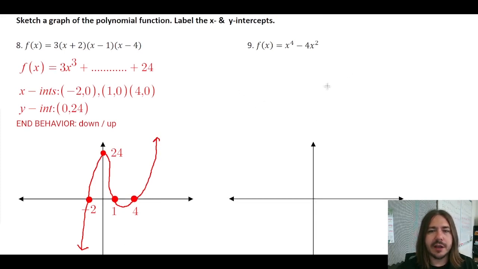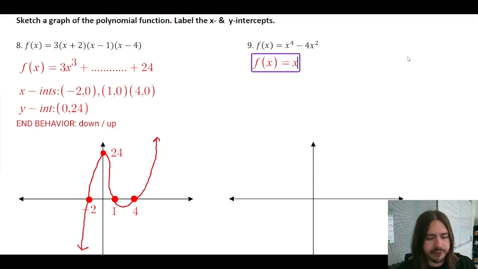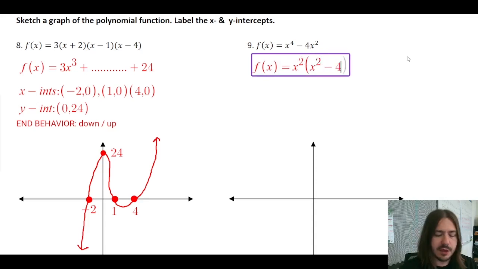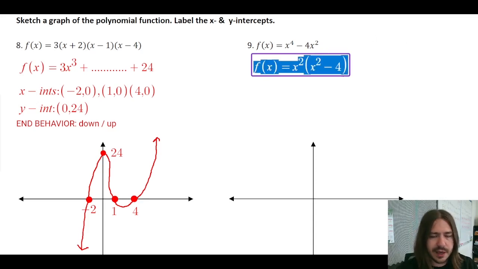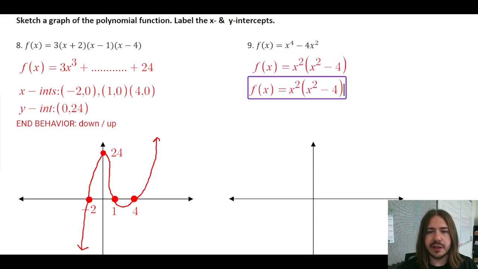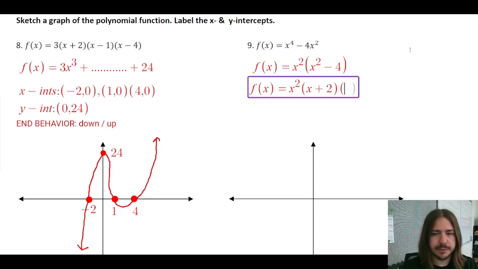So yeah, let's look at number 9. This one is not in factored form, so we want to rewrite this in factored form. This one's going to be easy to find the end behavior and y-intercepts, but maybe the zeros not as much. So I'm going to factor out an x squared. It is the GCF of this, and it's going to leave me with x squared minus 4, which just happens to be a difference of two squares, so we can factor that a little further. That'd be x plus 2 and x minus 2.